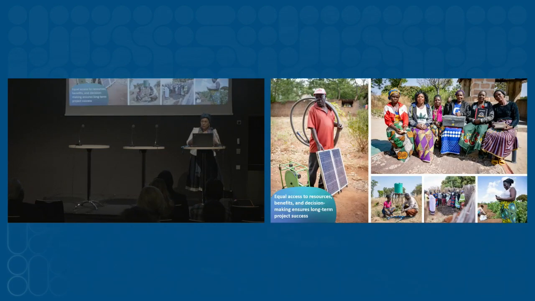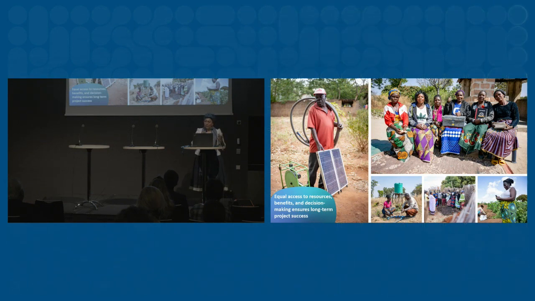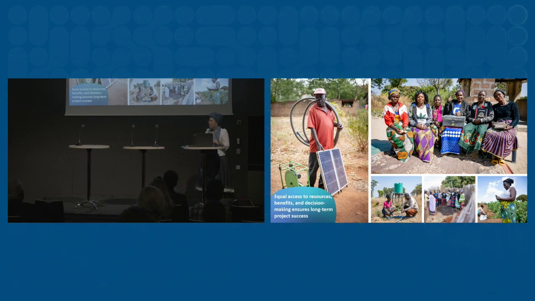Well, in the work that we do at IWMI, we really believe that climate smart agriculture isn't just about technology or about a technique, an agronomic practice. It's about people at the end of the day. It's about ensuring that everyone, regardless of their background, regardless of resources, has equal access to the benefits, to the resources, and a say in decision making.